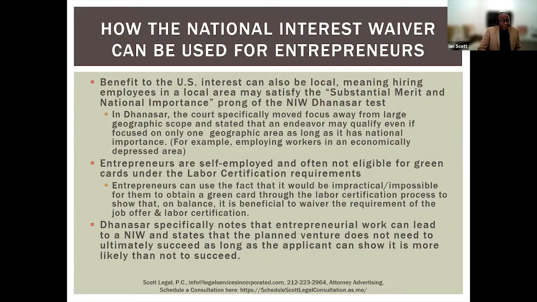So, I think that a few things really made it easier, made Dhanasar a change from the case that used to decide national interest waivers. One is that the old case really used to require that, whatever your endeavor was, it had to have a national scope. So if you were setting up something in a particular state, for example, then that in itself could disqualify you, because the adjudicators would say that the scope is not broad enough.